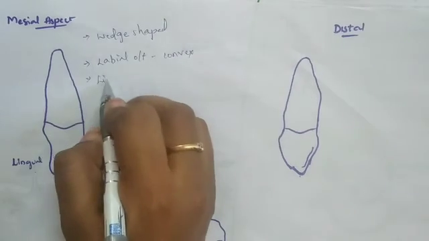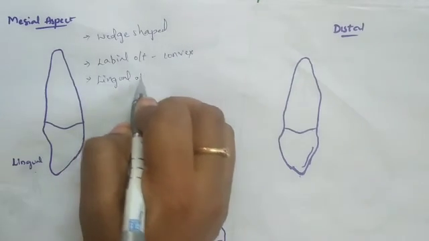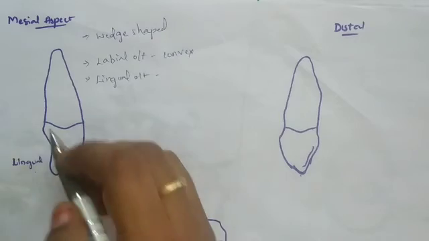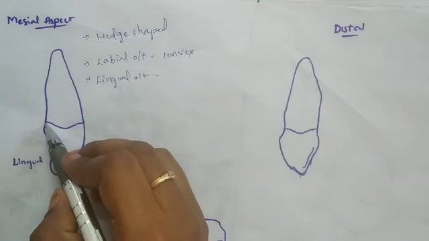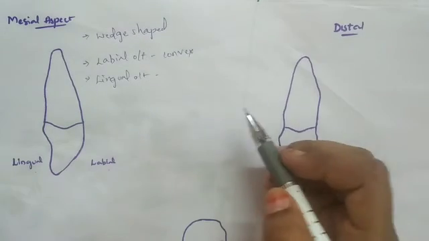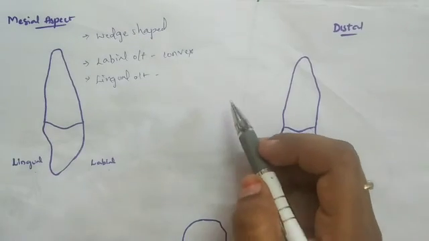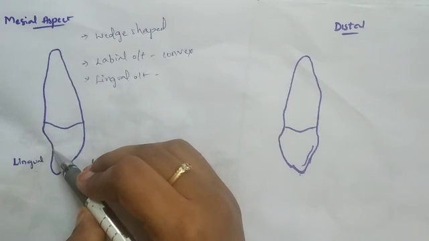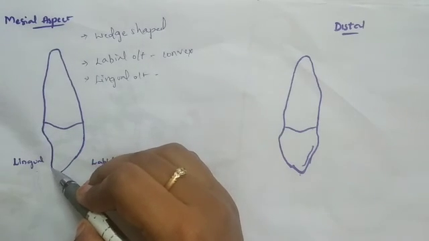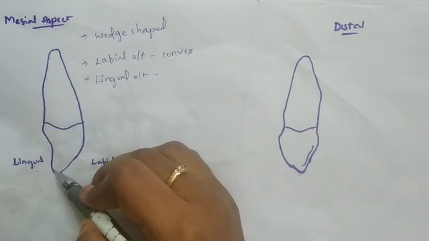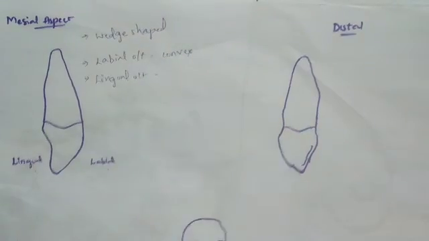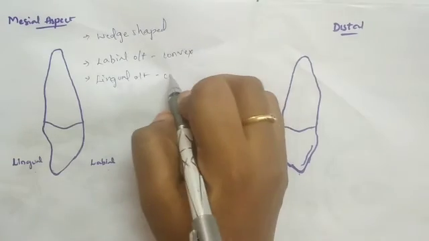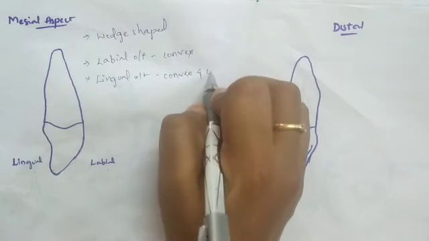And coming to the lingual outline, it has convexities and concavities. First, from the cervical outline, it shows convexity to represent the cingulum. At the cingulum area, it is convex and slightly concave, and again it shows convexity near the incisal edge. So the lingual outline has convexities and concavities.